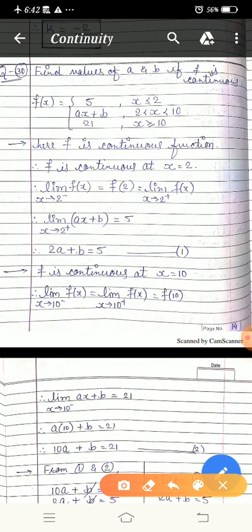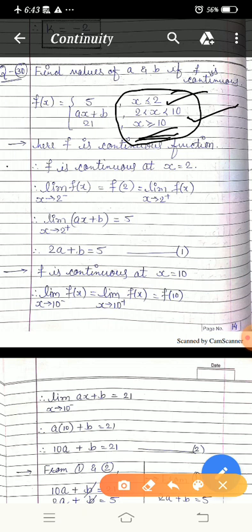Here the function is given that f of x equals 5 whenever x is less than or equal to 2. F of x is ax plus b whenever the value of x is in between 2 and 10, and whenever x is greater than or equal to 10, the function is 21. So first of all we need to think about the given points. Here we can clearly see that the value of x is given at 2 different points. The first point is 2 and the second point is 10.